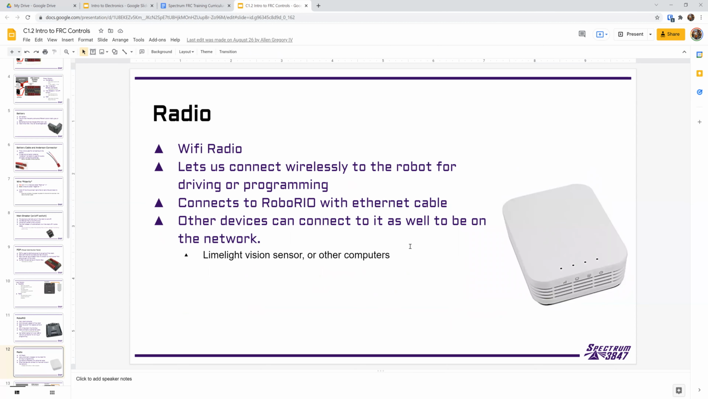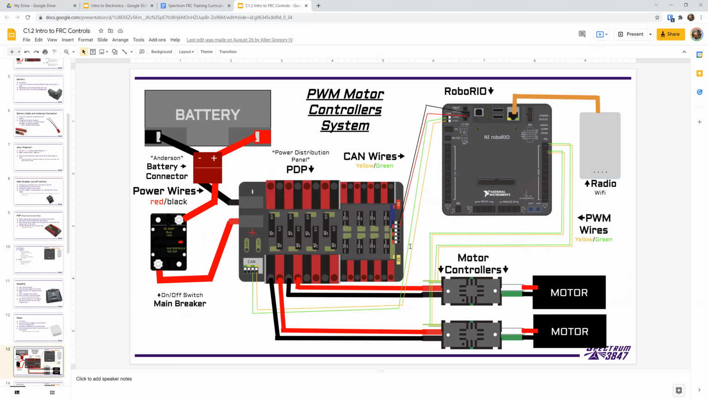An up close picture of the radio, nothing too special here. All right, so if we go back to our initial picture, we originally just had the battery to the breaker to the PDP. Now this explains a little bit more of some of the other systems that are going on here. So you can see this red and black wire are the power to the Robo Rio. And you can see it gets power specifically from this far right side on the bottom of the PDP.